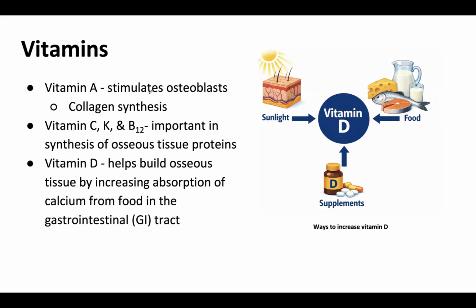Certain vitamins will play a role in bone growth and remodeling. Vitamin A is going to stimulate osteoblasts to secrete collagen for the extracellular matrix. Vitamin C, K, and B12 will play a role in synthesis of osseous tissue proteins, so all important there. And lastly, vitamin D will help build osseous tissue by increasing the absorption of calcium from foods in the gastrointestinal, or the GI tract, from that ingested food.